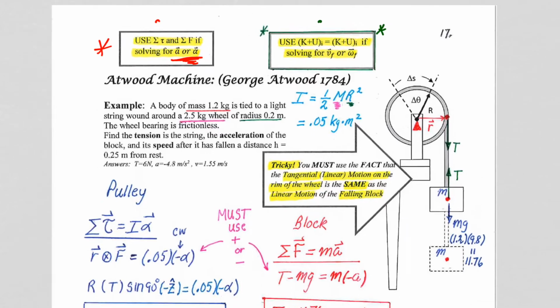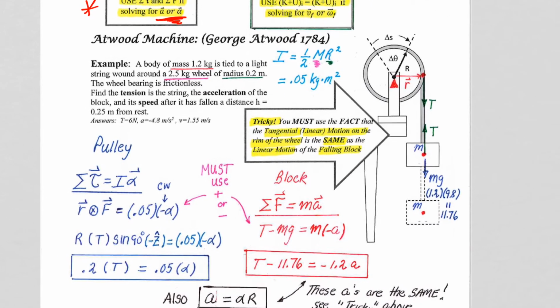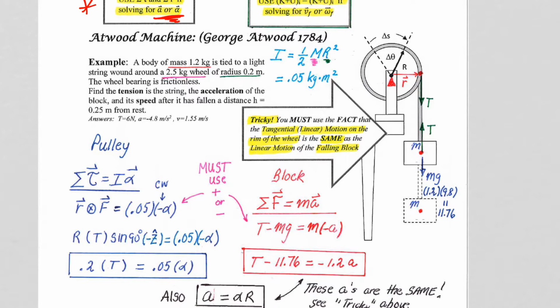Well, we have both translation and rotation in this simple machine named after George Atwood. It's a big wheel, a disc, a pulley that has a string wrapped around it and a mass hanging from the string, and as the mass falls, the wheel turns. So we have translational motion of the mass going straight down and rotational motion of the wheel up here. So both have to be analyzed.